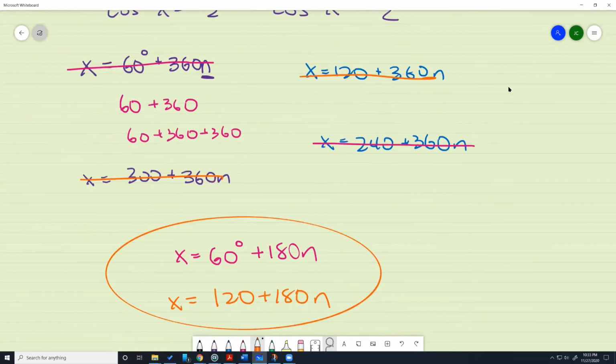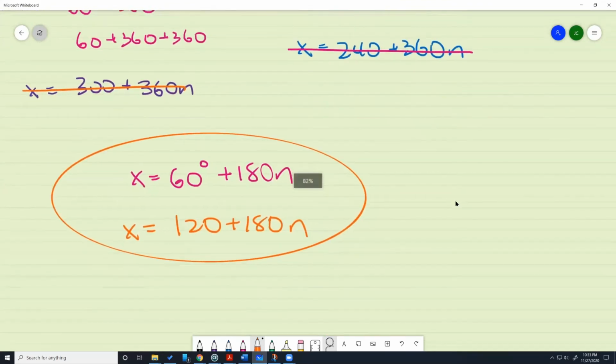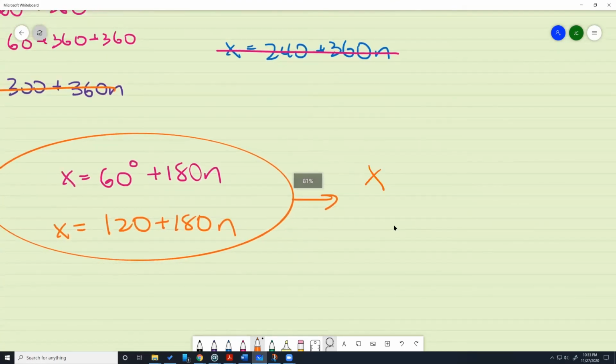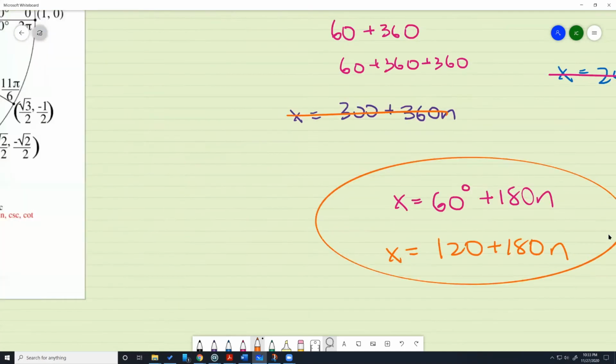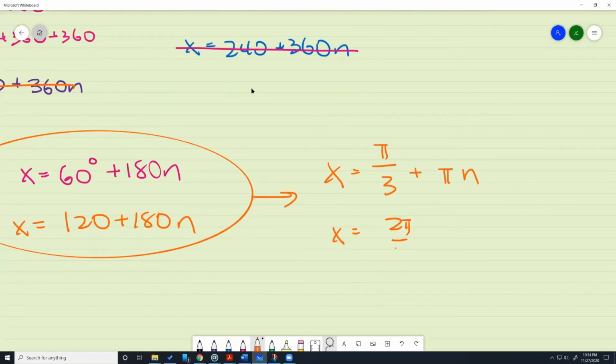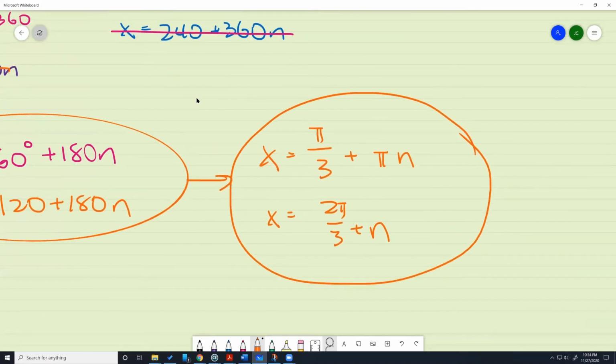Technically, once you get good at it, you should probably do it in radians. So let me just rewrite this. The official answers in radians would be 120, I'm not sure, I think that's 2 pi over, yes, it is. Okay, and there you have it. So these would be the official answers in radians.